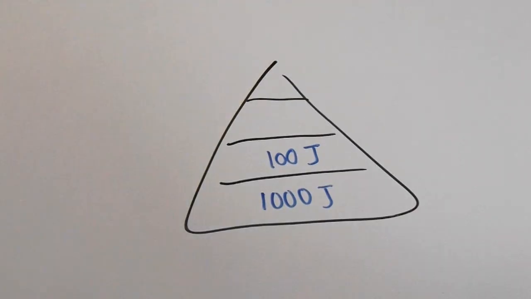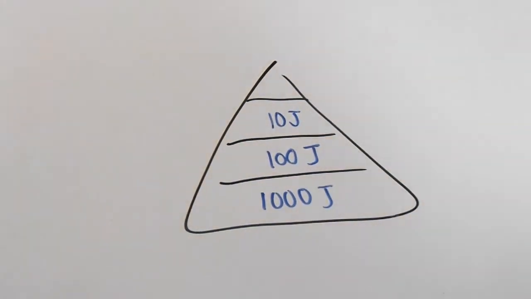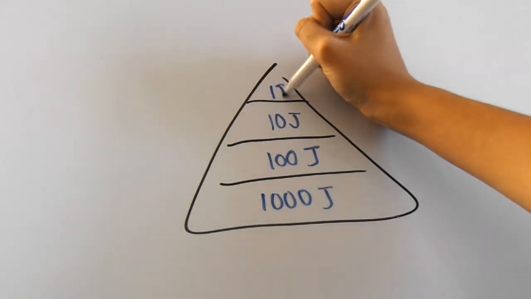Since there's 100 joules at the primary consumer level, 100 divided by 10 is 10. Therefore, 10 joules of energy are going to be at the secondary consumer level, leaving only 1 joule at the tertiary consumer level. That's not a lot of energy at all.